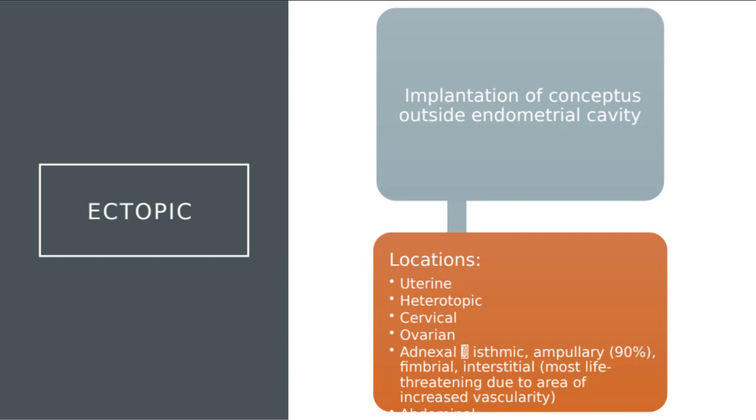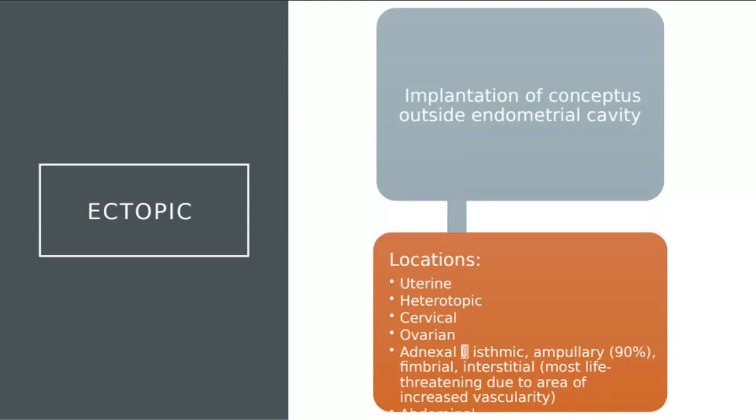Also, we can have a heterotopic pregnancy, which is considered a twin pregnancy, where one pregnancy is developing where it should, in the endometrial cavity, but the other pregnancy is an ectopic. That intrauterine pregnancy will be okay, but we need to go in and surgically remove that ectopic wherever it may be located. We also can see ectopics located in the cervix or the cervical canal. We can see them located in the ovary. And then most commonly, we're going to see ectopics in the fallopian tube.